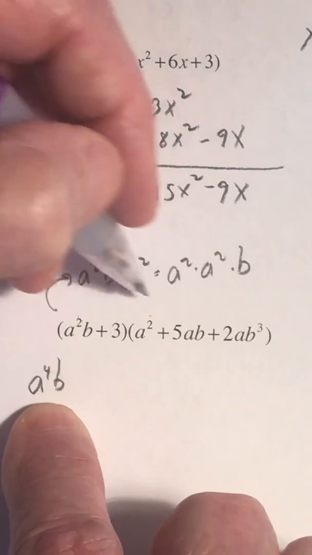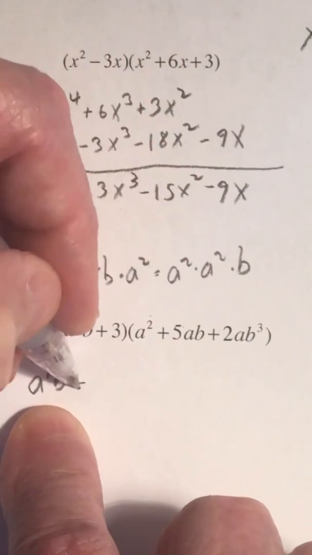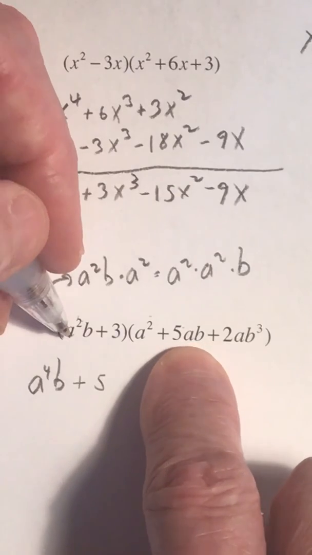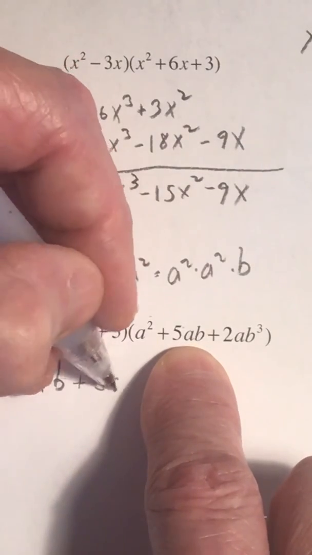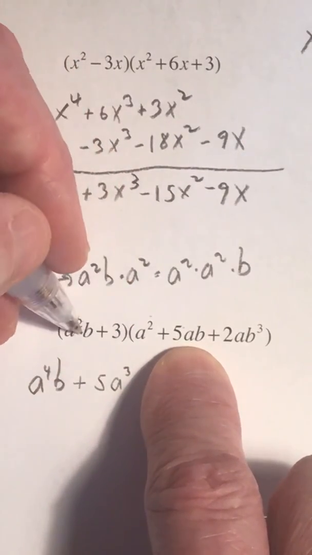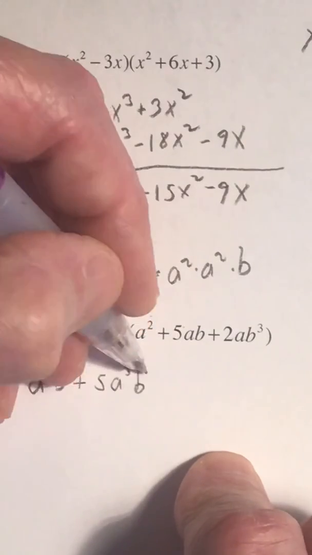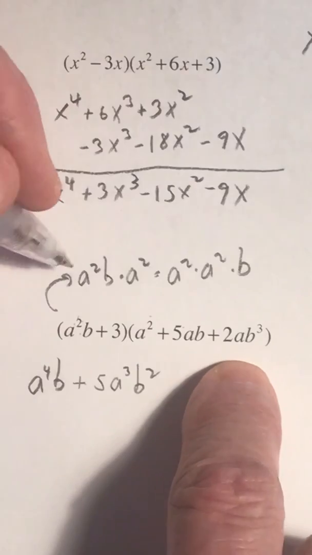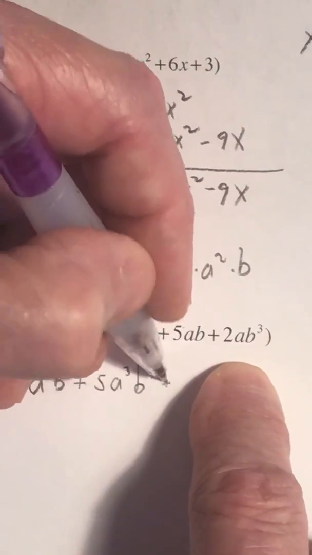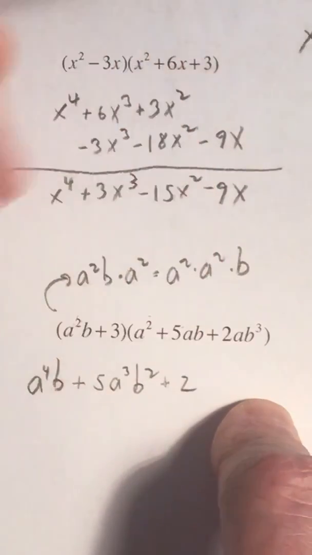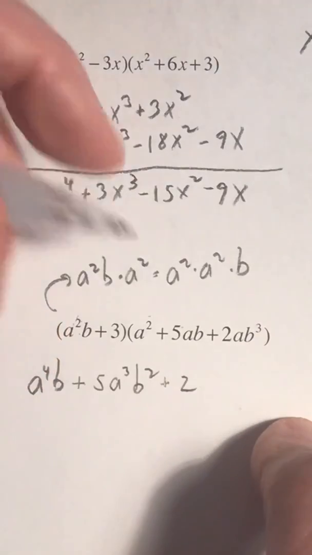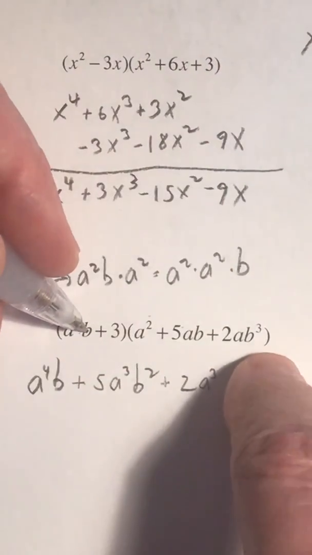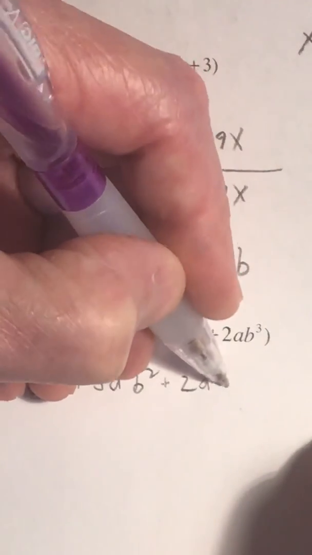Then a squared b times 5ab, put the 5 out in the front. A to the 1st times a squared makes that a to the 3rd. And the b times b makes a b squared. Now we do a squared b times 2ab cubed. Bring the 2 out in the front. The a squared times the a makes a to the 3rd. And the b times the b to the 3rd makes a b to the 4th.